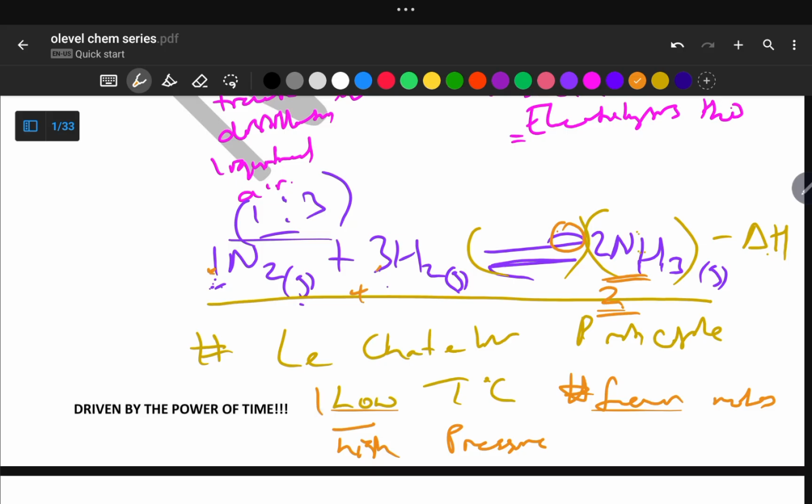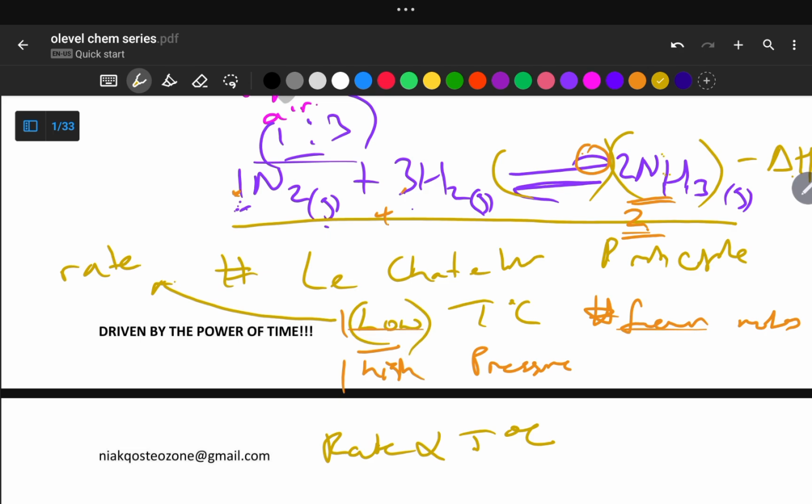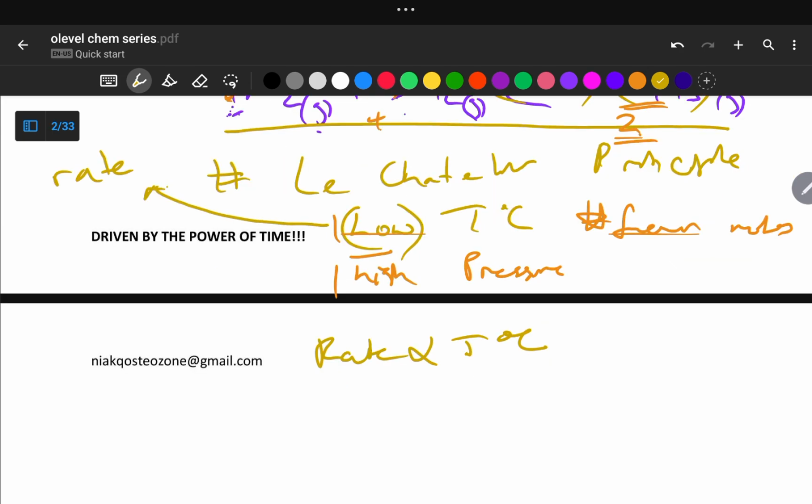So we are going to use low temperature and high pressure. But for industrial efficiency, low temperature is not applicable. Why? Because the rate will reduce. From the kinetic theory of matter, temperature is directly proportional to rate, so if we decrease the temperature, we also decrease the rate of the reaction. It is not economically efficient.